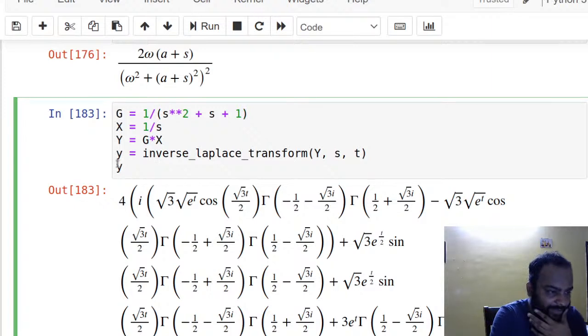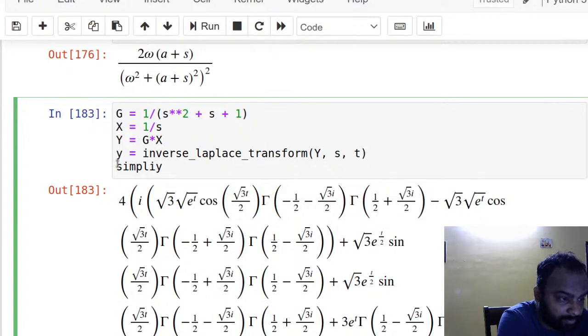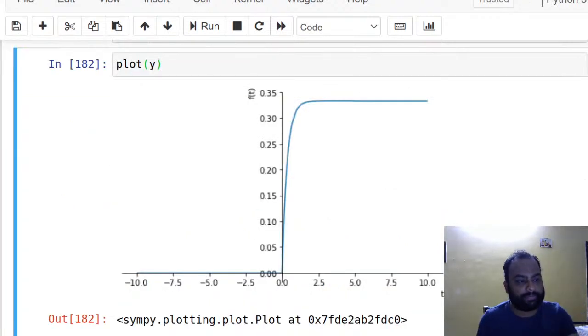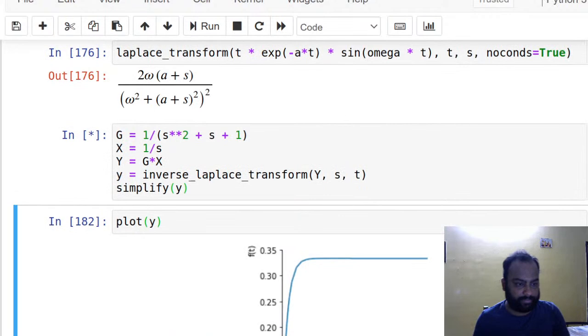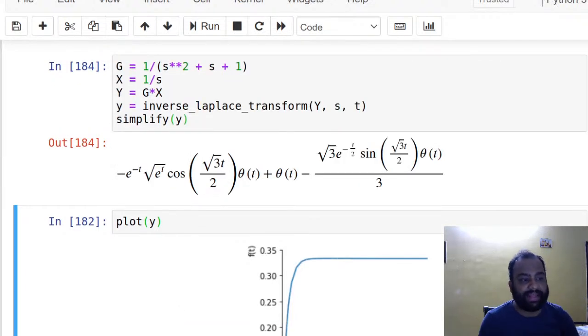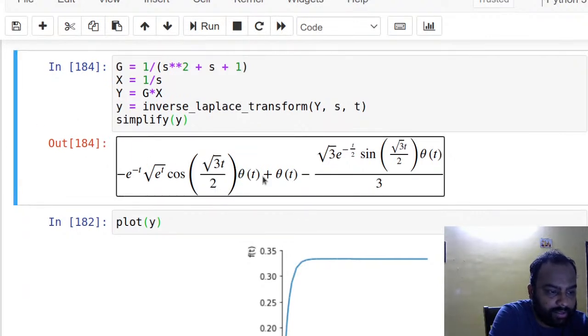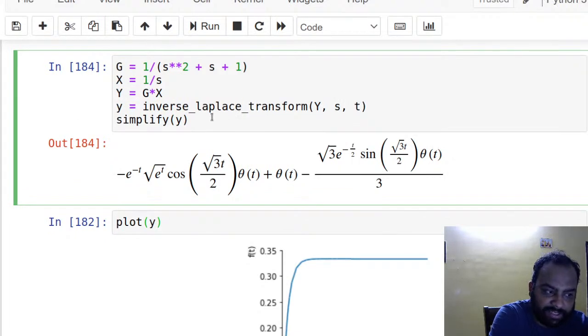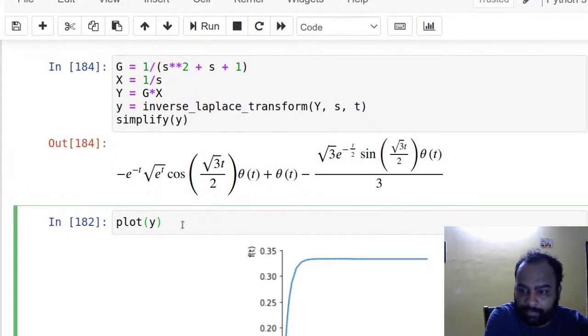What if I do simplification on this? Will it work? If I call simplify on this. I think it should work. Yeah, that's the result for you. Okay. So in terms of the Heaviside theta function, of course you have u(t) everywhere, right? So this is your u(t). Okay. So that's the solution. That's the inverse Laplace transform here. Okay. So you have a solution.